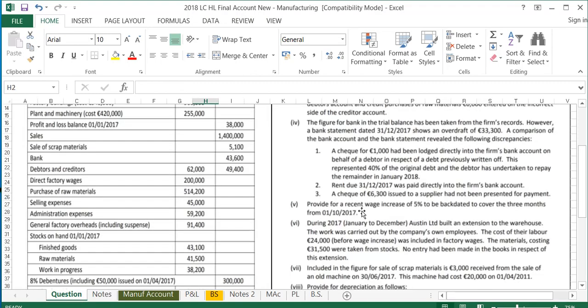Note 5 says, provide for a recent wage increase of 5% to be backdated to cover the 3 months from the 1st of the 10th. Okay, well, direct factory wages are 200,000 for the year. So for 3 months, they would be 200,000 divided by 12 multiplied by 3, or a quarter of 200,000, which is 50,000. And the increase is 5%.